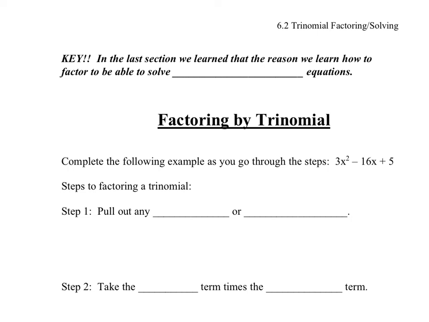So, in the last section, we learned that the reason we learn how to factor is to be able to solve polynomial equations, okay? And the ones we dealt with in the last section, 6.1, had 4 terms. And just like Carson said, we are now dealing with when we have 3 terms. This is what we're going to use: factoring a trinomial, also known as what we're going to call the X method.